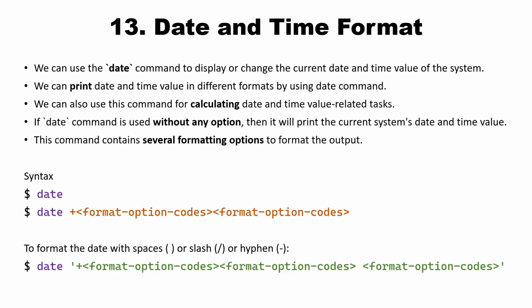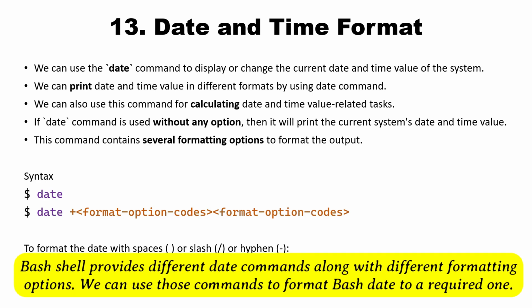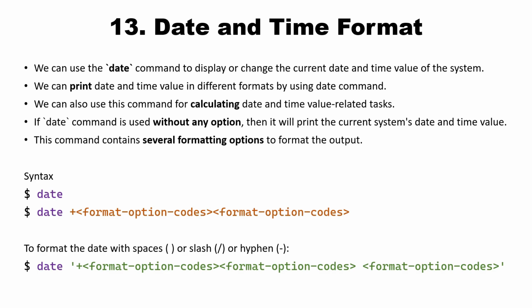So the bash shell provides different date commands along with different formatting options which we can use to format bash date to a required one. Now this date command can be used to display or change the current date and time value of the system. We can also print date and time value in different formats by using the date command, and we can also use this command for calculating date and time value related tasks.